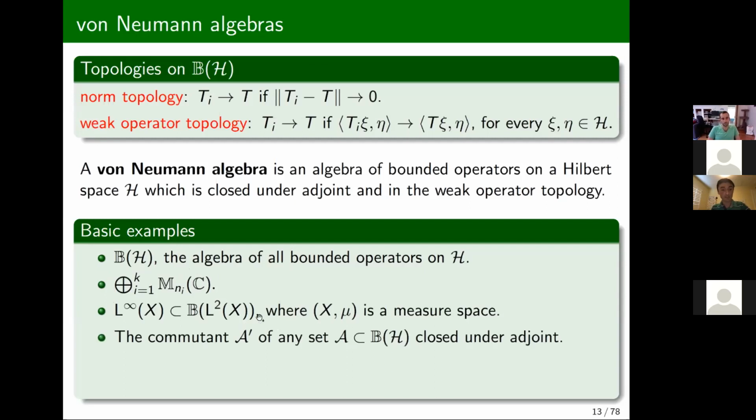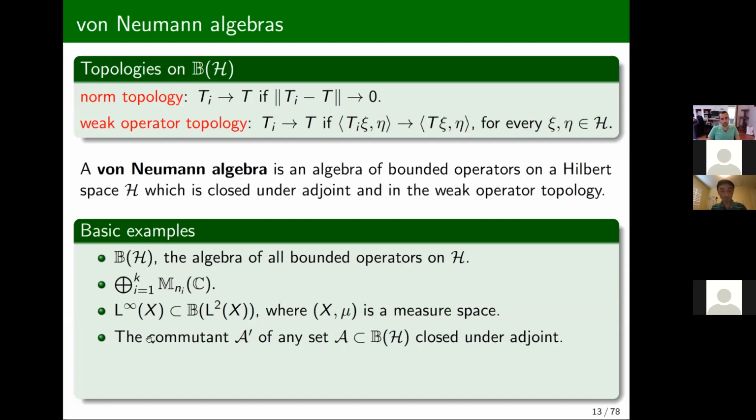All right, the other example is that of the commutant. So the commutant, denoted by A prime, of any set of operators in B of H that's closed under adjoint is a von Neumann algebra. Here, A prime denotes all the operators in B of H that commute with every operator in A.